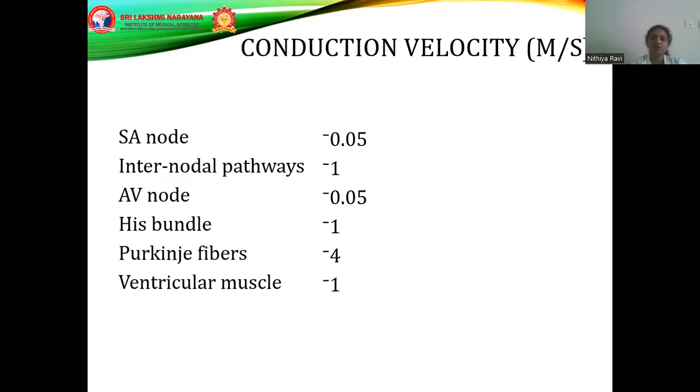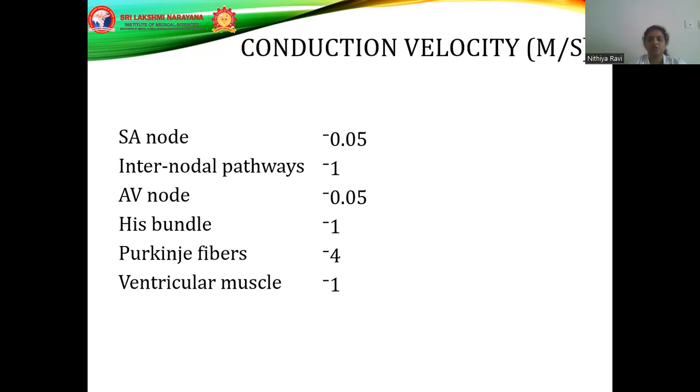Next, talking about the conduction velocity. The speed with which the impulses are conducted across the different tissues is as follows, in terms of meters per second. Here the SA node conducts at a speed of 0.05 meters per second.